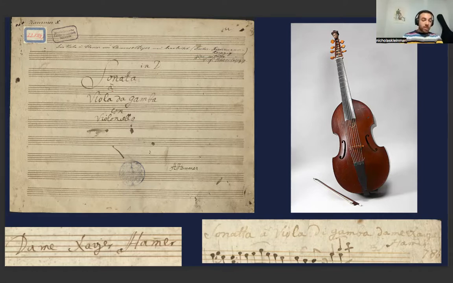Once Hama leaves in 1779, he goes to Pressburg, what is now Bratislava. And in 1785, he goes to Ludwigslust. Hama was colleagues with Sperger in modern day Bratislava, and also eventually in Ludwigslust. So there's a connection there. Hama was a cellist and gambist.